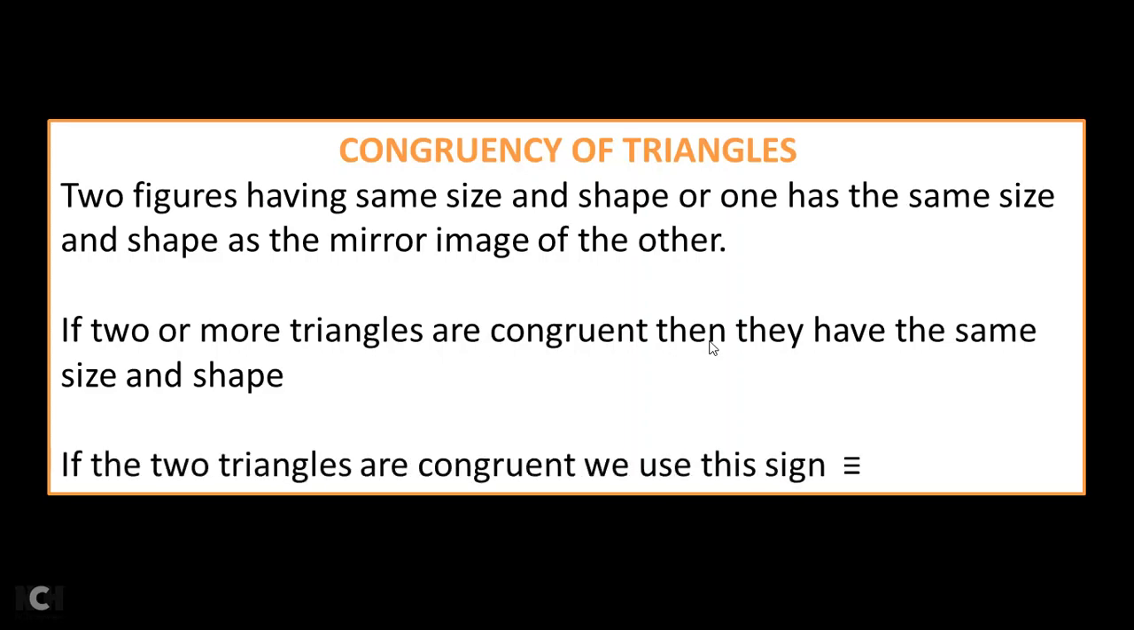Now, if two triangles are congruent to each other, then we will use this sign. It's kind of like an equal sign, but with three stripes this time. So that sign means congruent.